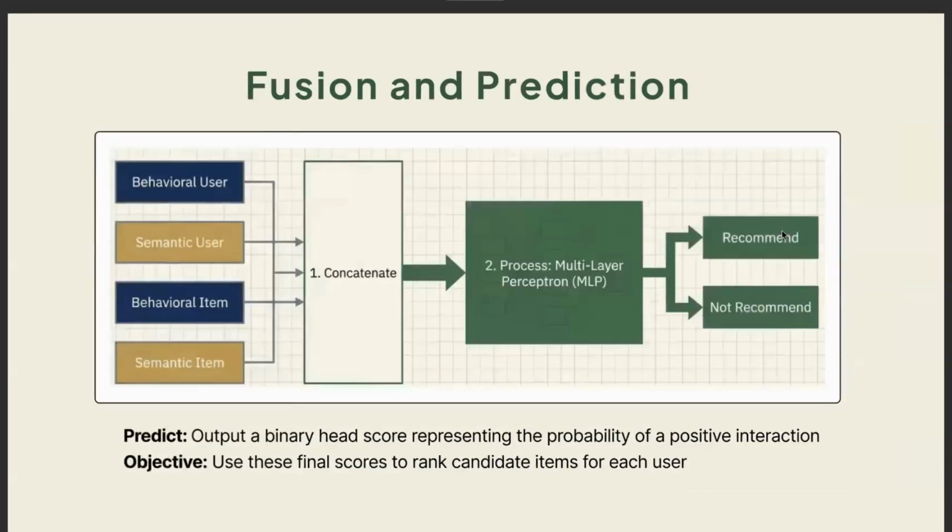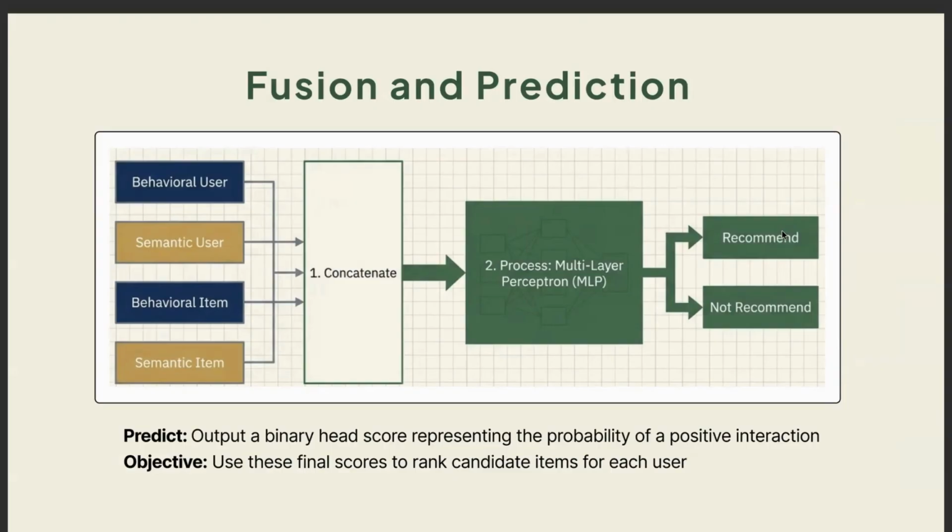Moving on, once that alignment is done, the rest is pretty straightforward. We take all the embeddings, behavioral and semantic, from both the users and items, then combine them, and then pass them through a simple neural network.